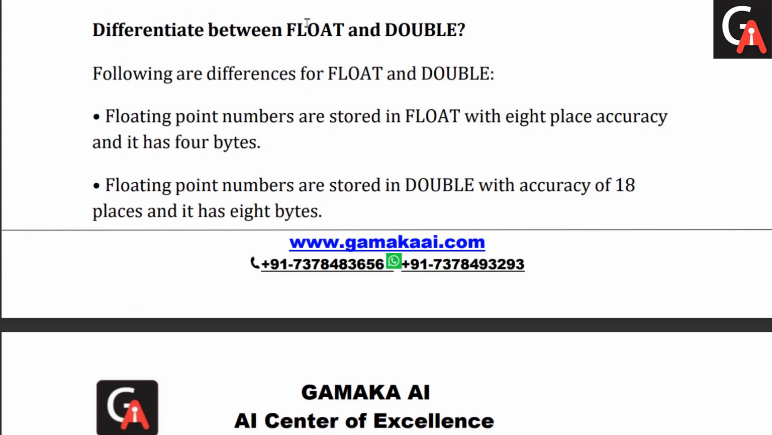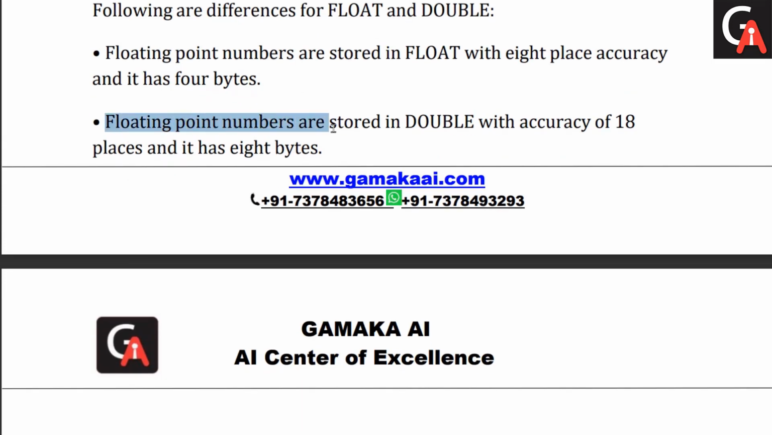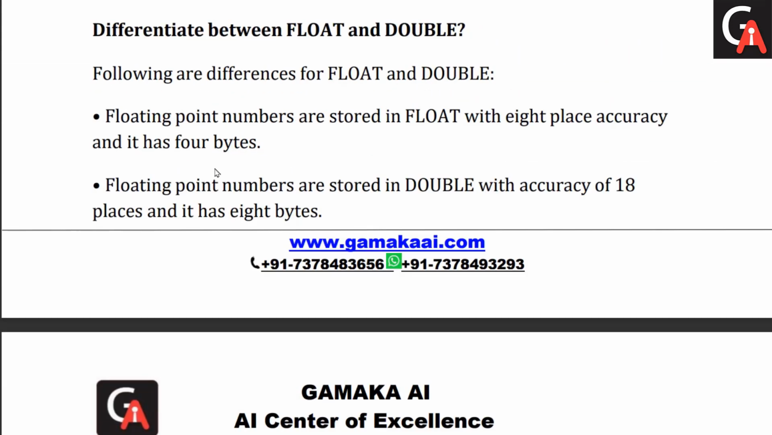Okay, so these are data types in MySQL, and they have the following differences. Floating point numbers are stored in the float with 8 place accuracy, and it takes 4 bytes of memory. Floating point numbers are stored in the double with an accuracy of 18 places, and it takes 8 bytes of memory. So these are basically the differences between float and double. One can store more bytes of data, the other can store fewer bytes of data.